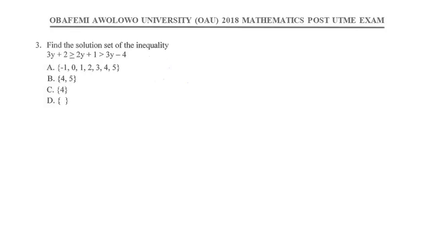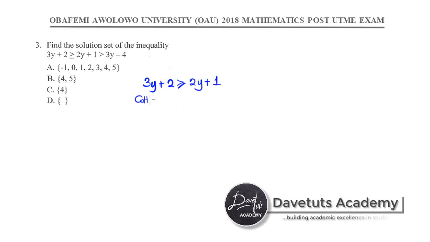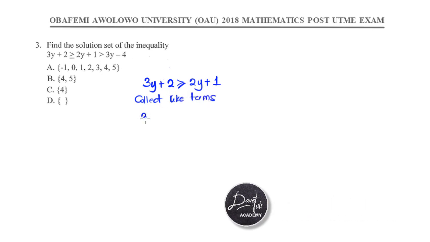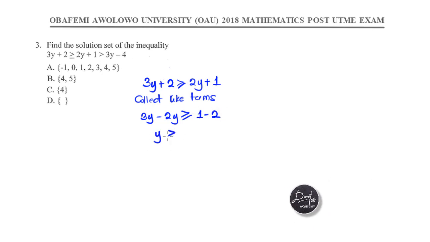Here in this question, we are told to find the solution set of the inequality 3y plus 2 is greater than or equal to 2y plus 1, which is also greater than 3y minus 4. What we need to do, first and foremost, is separate this inequality into two. So we are going to take the first one to be 3y plus 2 is greater than or equal to 2y plus 1. If you collect like terms and put y on the left, that will be 3y minus 2y is greater than or equal to 1 minus 2. So 3y minus 2y is y, which is greater than or equal to minus 1.